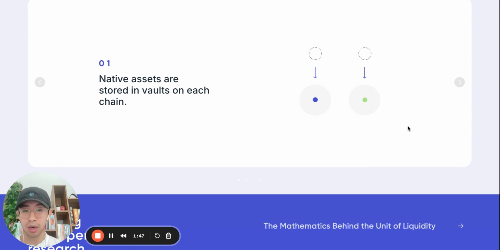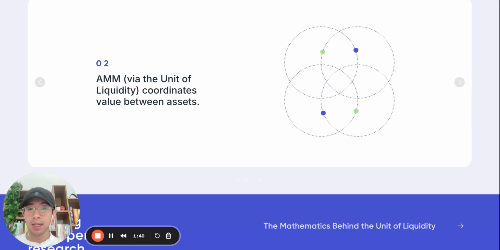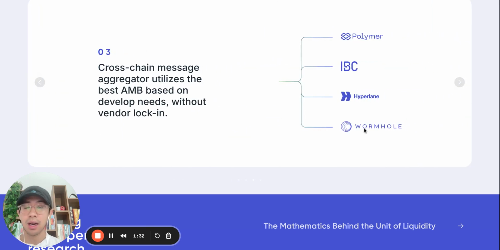Effectively, how it works is that native assets are stored in vaults on each chain. So Catalyst is deployed on each chain at launch, and then native assets are stored in the vaults. And then there is this novel primitive that we call unit of liquidity, which is basically a cross-chain AMM that can coordinate the value between those assets within those vaults. And then these messages are verified and passed using arbitrary message bridges like Polymer, IBC, Hyperlane, Wormhole, or even Layer 0.